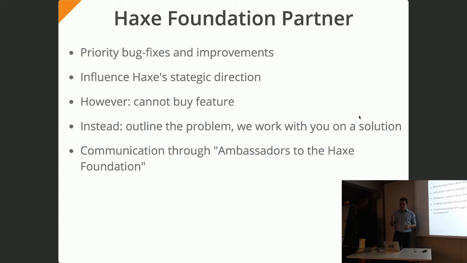However, you cannot exactly buy a Haxe feature, even as a Haxe Foundation partner, even at the highest level. You can't just come in and say, we want this specific Haxe feature. And I mentioned that because we actually had a case like that, where one of our former partners wanted a specific feature which TypeScript had. And they figured, yeah, we definitely need that in Haxe, but from our point of view, that wouldn't really fit Haxe.